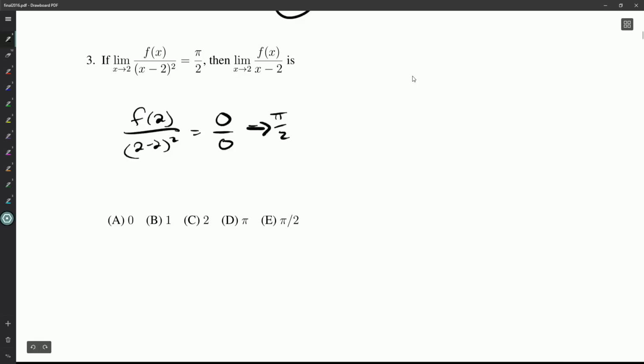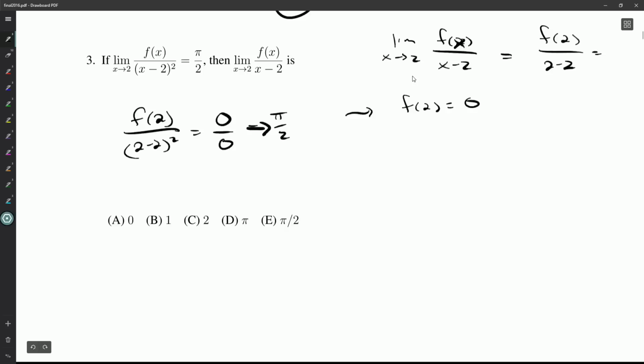And if that's the case, then that tells me f of 2 must be 0. Okay. So where can we go from there? Well, what do we need? What do we know? We know f of 2 is 0. We want almost the same thing. We want the limit as x approaches 2 of f of x over x minus 2. Again, plugging in, you'd have f of 2 over 2 minus 2, which would be 0 over 0.